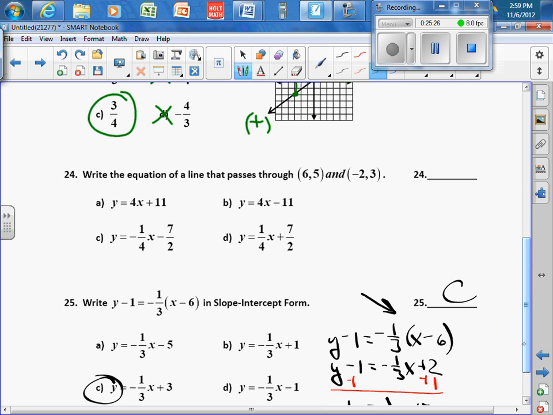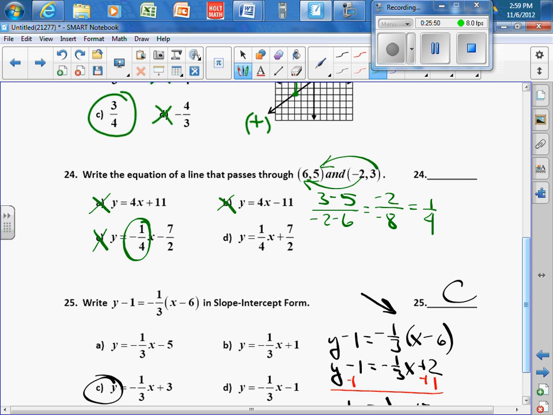Write an equation that passes through the points 6, 5 and negative 2, 3. Well, we're going to have 3 minus 5 in the numerator, negative 2 minus 6 in the denominator. 3 minus 5 is negative 2. Negative 2 minus 6 is negative 8. So our slope is 1/4. So I can take out A and B. In fact, I can even take out C because that's negative 1/4. Our answer is D.